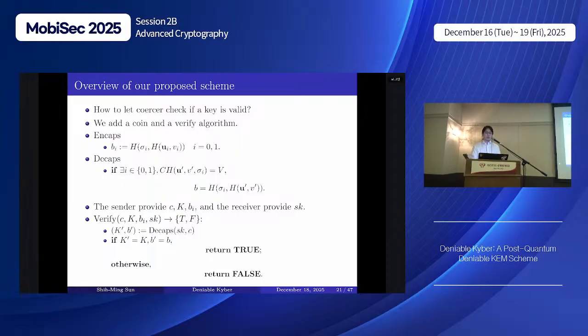The next problem is how to let the coercer check if a key is valid. Here we add a coin in a verify algorithm. After encapsulation and decapsulation output a key, we generate a coin corresponding to the key. When the coercer wants to check whether a key is valid, it runs decapsulation to get a key and coin, and compares them to those the sender provided. If they are the same, then the key is valid.